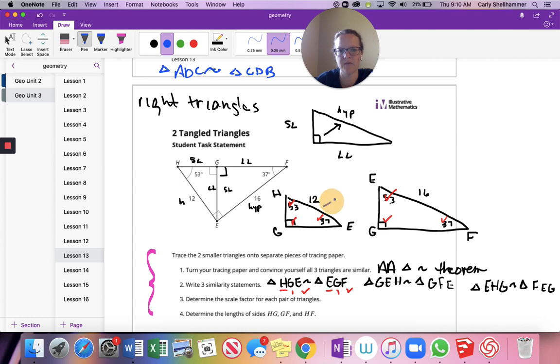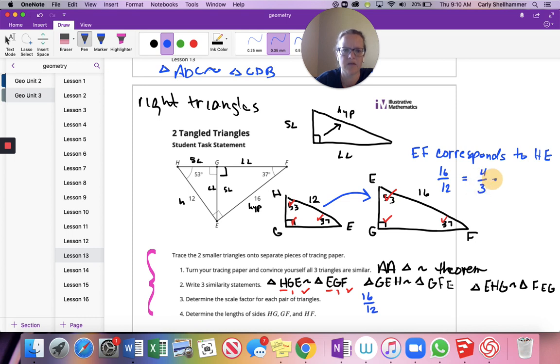If I go from this triangle to that triangle, my scale is going to be 16 over 12. EF corresponds to HE. And if I'm getting bigger, I want my scale factor to be a number bigger than 1. 16 over 12 is bigger than 1. If I simplify that, I can divide by 4. It's 4/3, or 1 1/3.